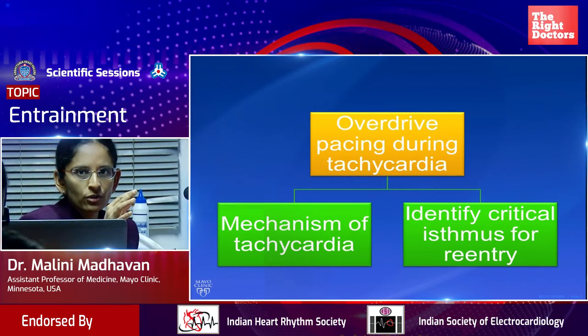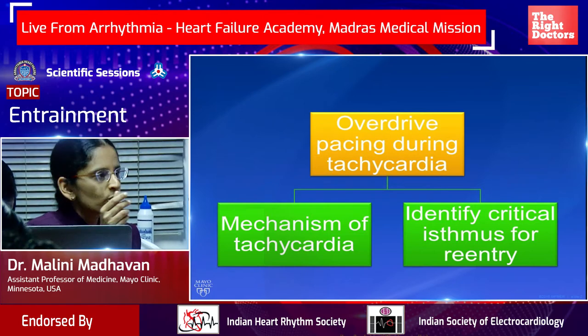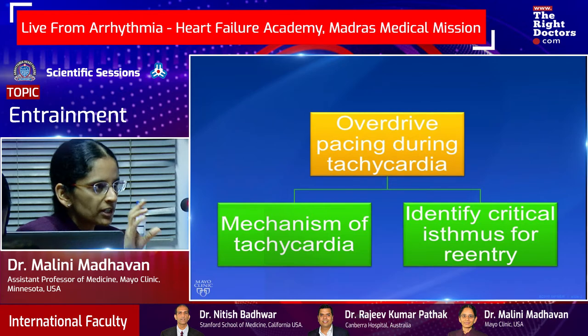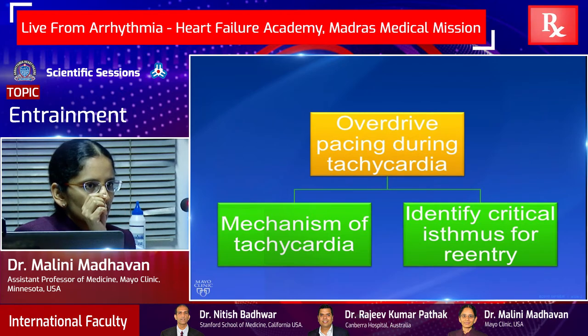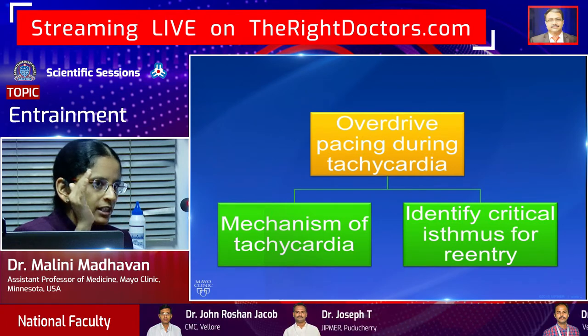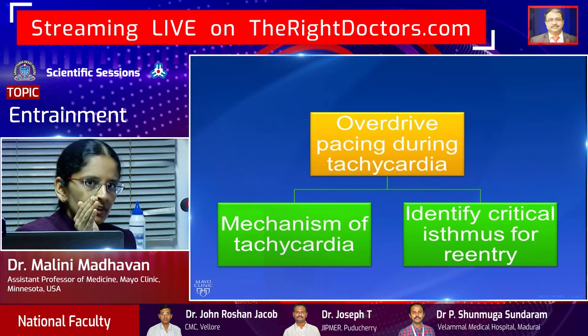and certain criteria have to be met before you call something entrainment. So we'll start with the term overdrive pacing, and what that really means is you have some tachycardia going on and you're going to pace a little faster than the tachycardia to determine what the mechanism of the tachycardia is. That really is the top priority when you have a tachycardia.